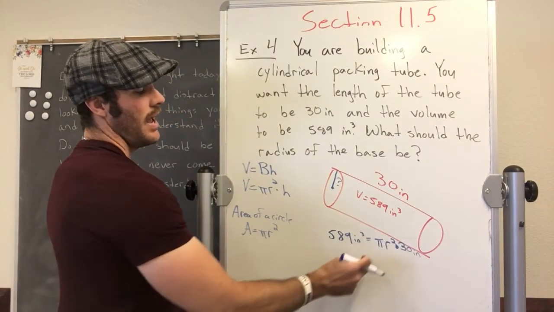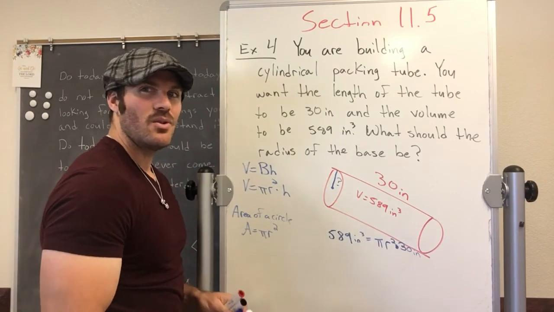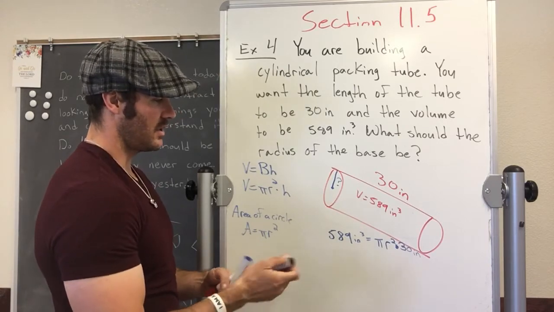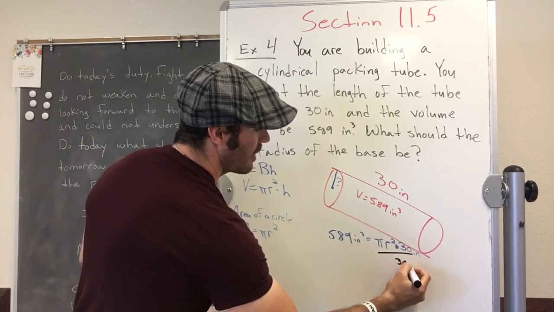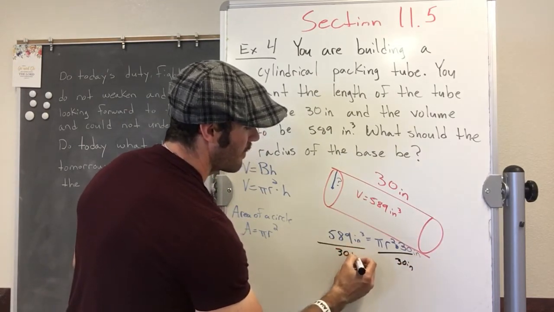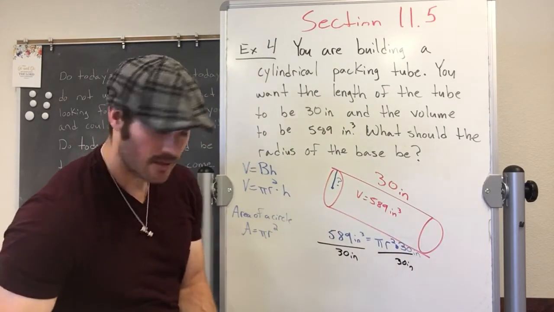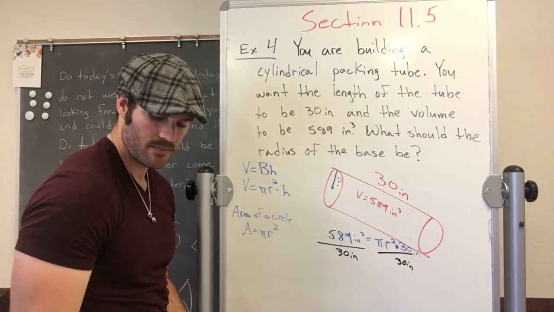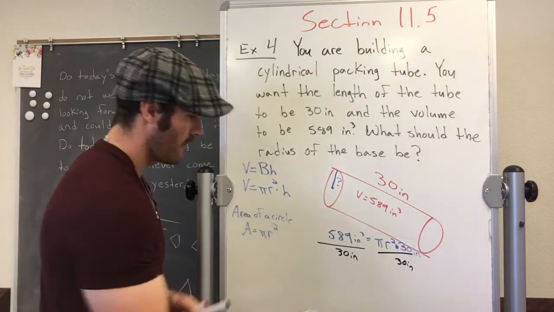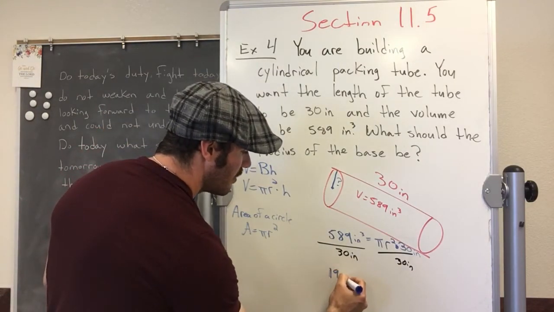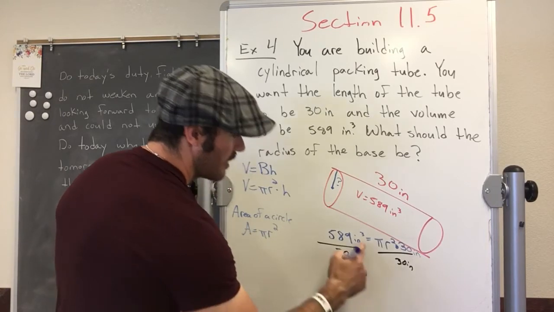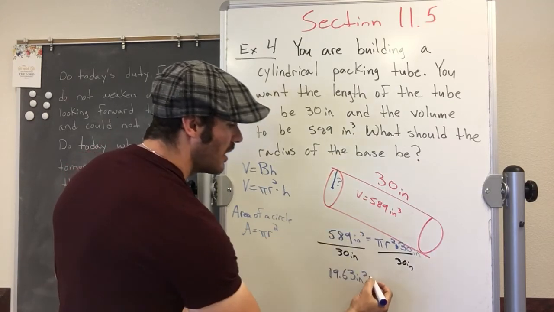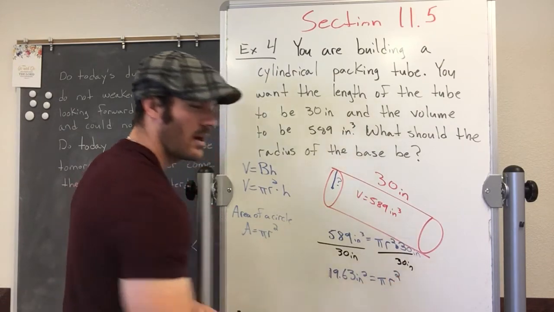I'll use algebra and try to get r all by itself. And you know how to do that, I know how to do that, and we're going to do that. So let's go ahead and do that. So the first thing I'm going to do is divide both sides by 30 inches. And 589 divided by 30 is 19.63 inches squared, because you have inches down here, you have inches cubed here. You cancel that one, and that 3 goes to a 2, equals pi r squared.